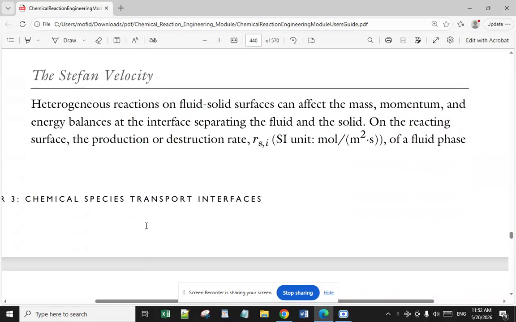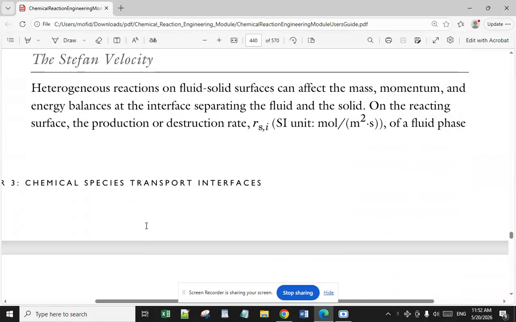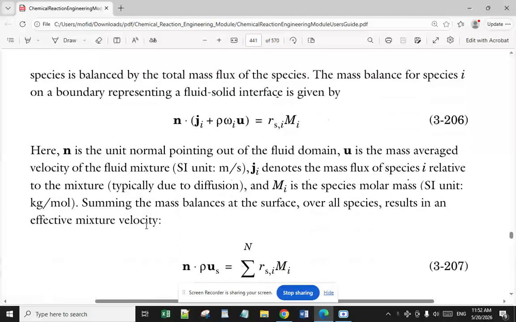Heterogeneous reactions on fluid solid surfaces can affect the mass, momentum, and energy balances at the interface separating the fluid and the solid. On the reacting surface, the production or destruction rate (RSI), based on the SI, is molar per square meter second. The rate for a fluid phase species is balanced by the total mass flux of the species.